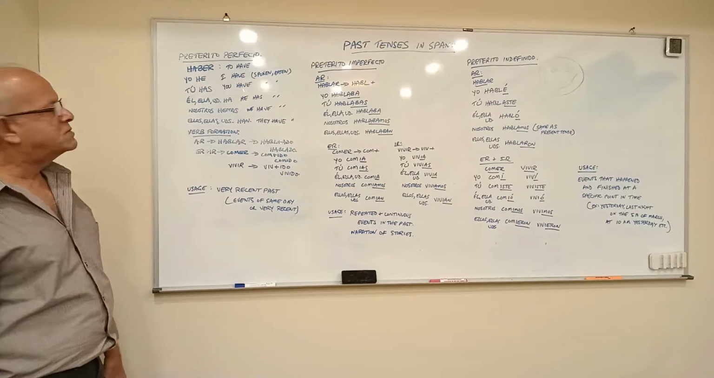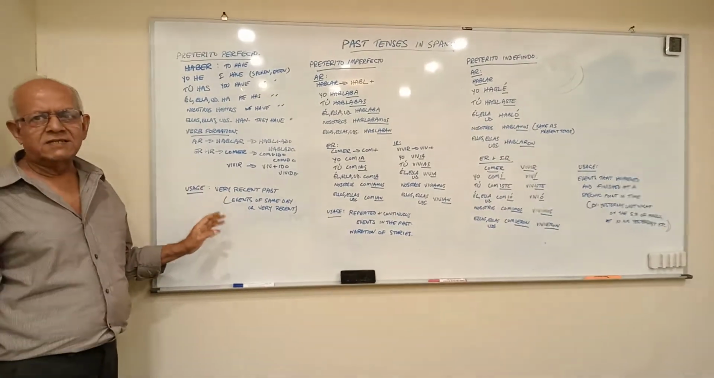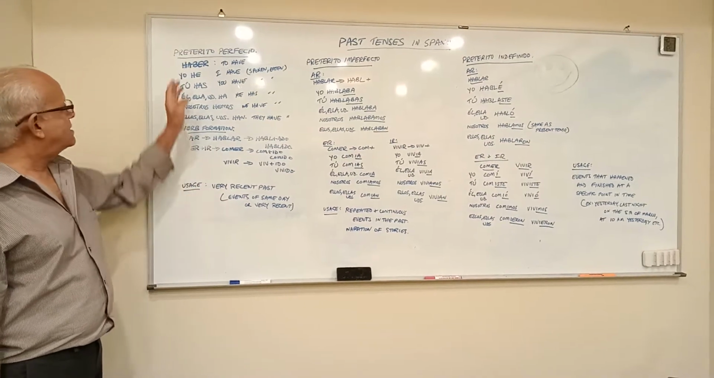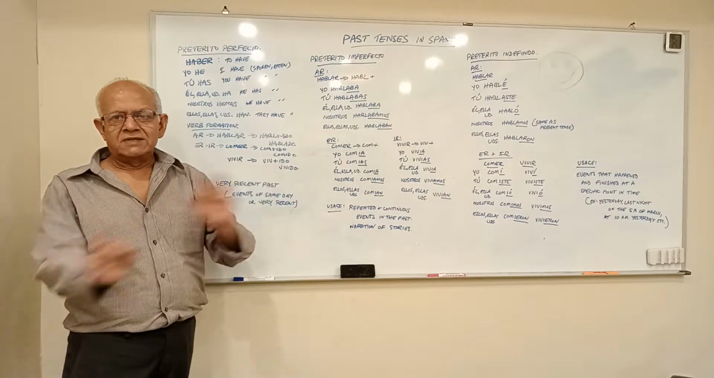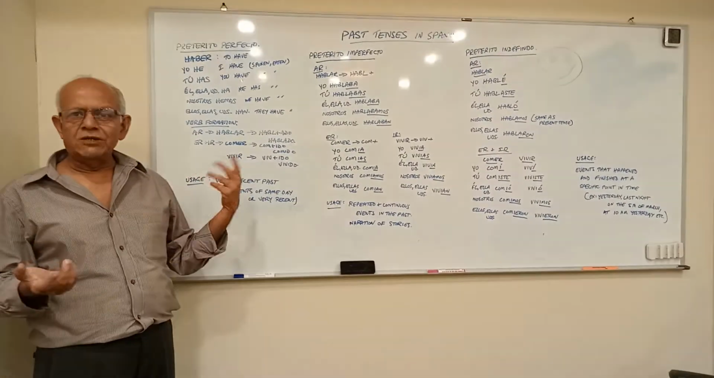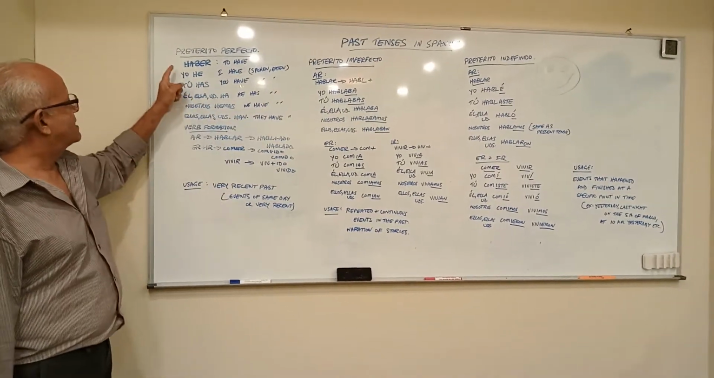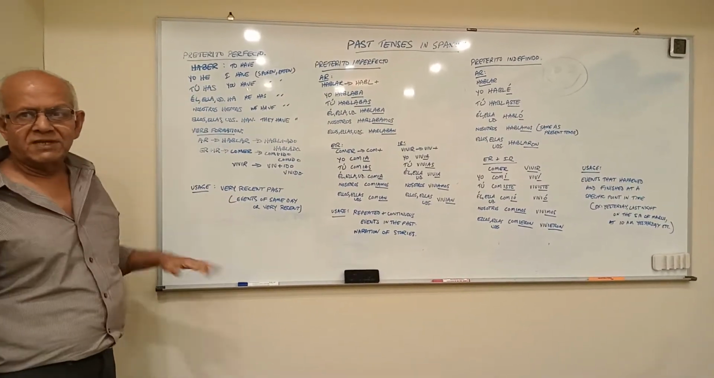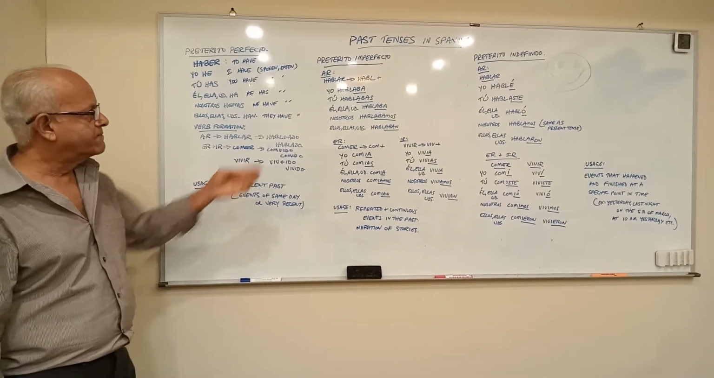Okay, so when do we use the past perfect tense? For very recent events in the past. Now basically pretérito perfecto and pretérito indefinido can be used interchangeably. They are both past tenses, basically of things that have happened and finished. The only difference between these two is that pretérito perfecto is used for something that has recently happened and finished, probably in the same day or very recently.